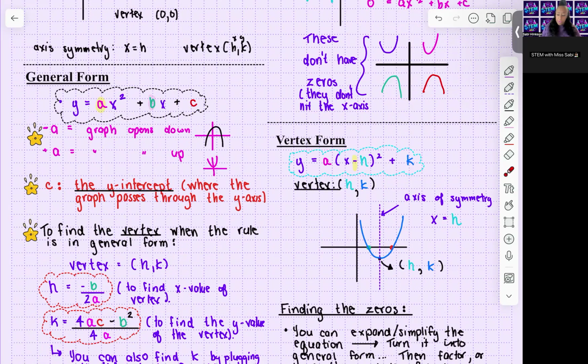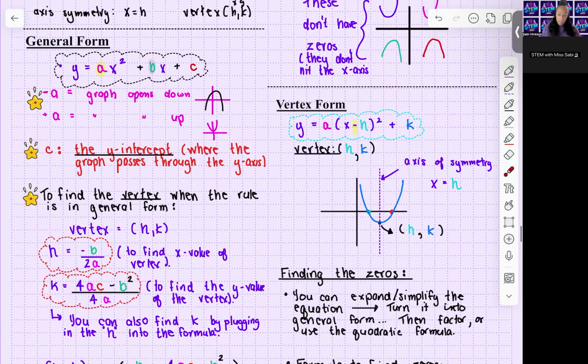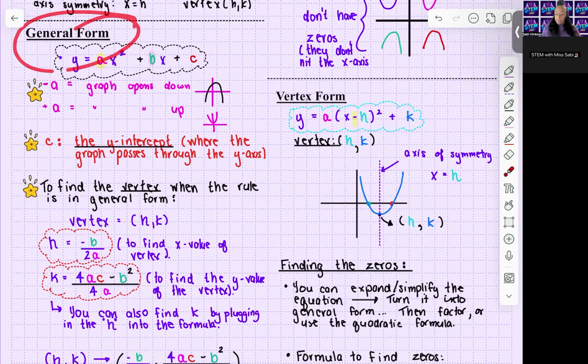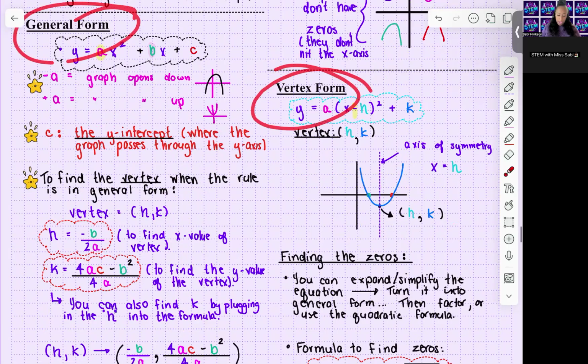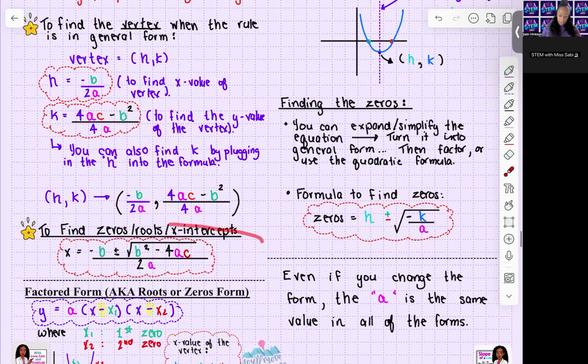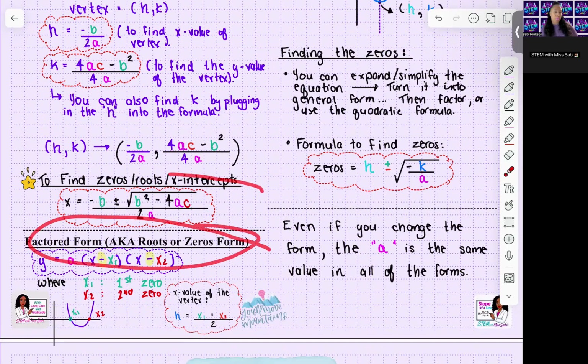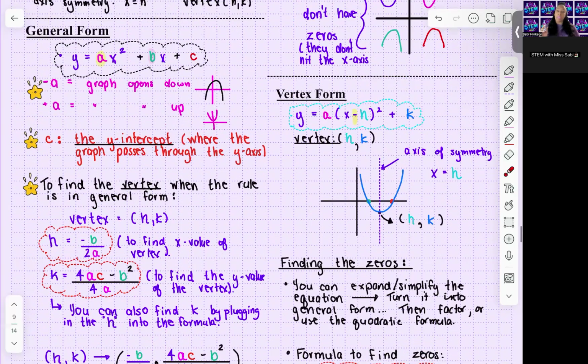So you have three major forms that you look at. You have general form, vertex form, and then you have what is called over here the factored form or the roots form, okay? So what do we know about the general form? One thing to keep in mind is that regardless of which form you have, the A is the same thing, okay? Another thing is the magnitude of the A. If your A is greater than 1, right? So forget about the sign.